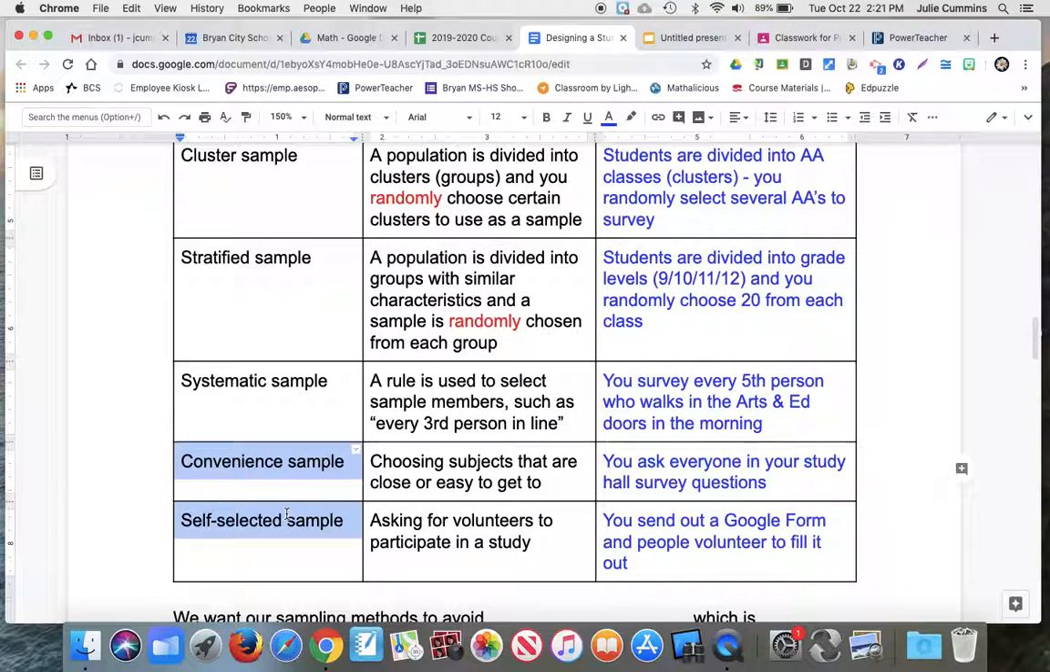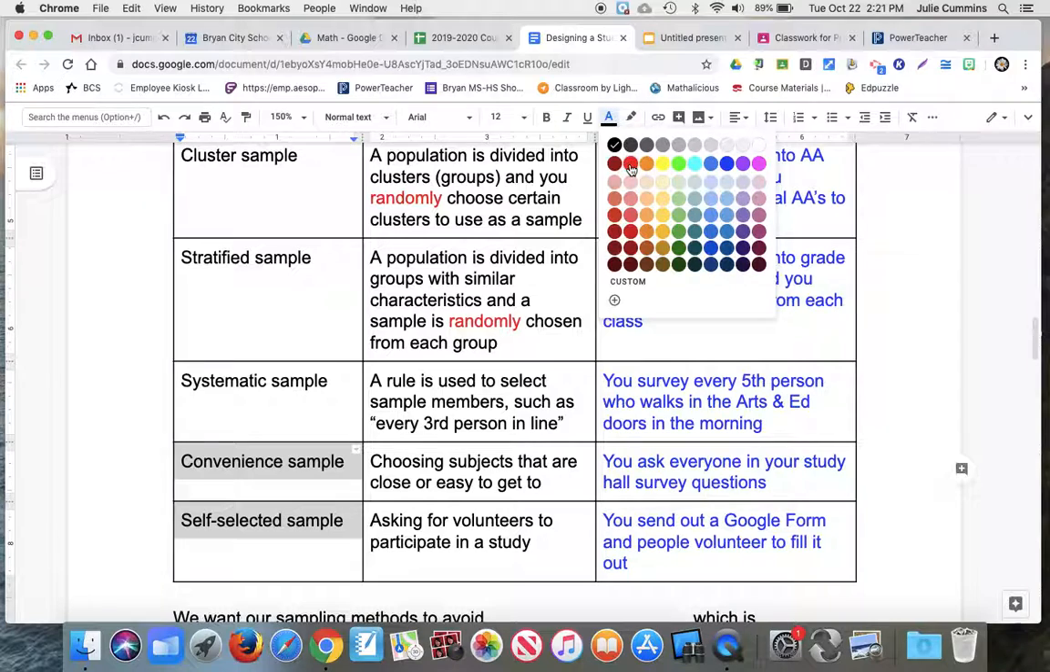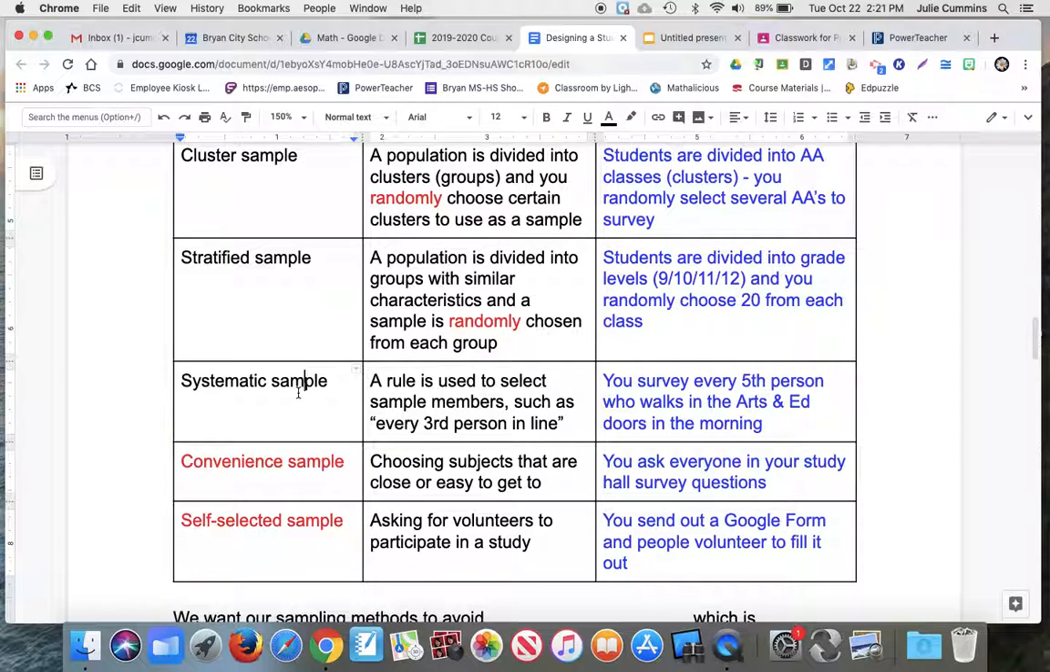So these last two are not very good methods of choosing your sample. When you are conducting your survey for your project, I strongly encourage you not to use these two, because if you're sending out a Google form to everyone and people are voluntarily filling it out, you are not randomly selecting people, and so there's no guarantee that your sample is a good representative of your population. In our last video, we're going to talk about why picking the sample is so important and what problems can arise from it.